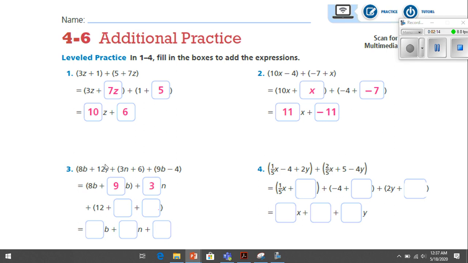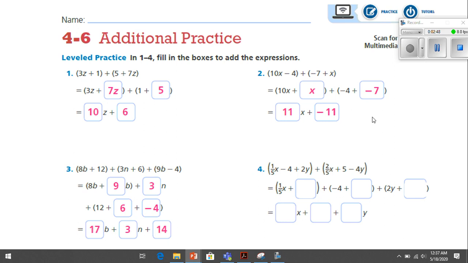And now we're going to add 12 plus, you guessed it, 6, plus negative 4. And now we can go ahead and put them together. Well, 8b plus 9b, that's going to be 17b. And this 3n was the only one with n as a variable. That's got to be 3n. And then 12 plus 6, well, that's 18. Minus 4, that's 14. And that gives us our expression, 17b plus 3n plus 14.